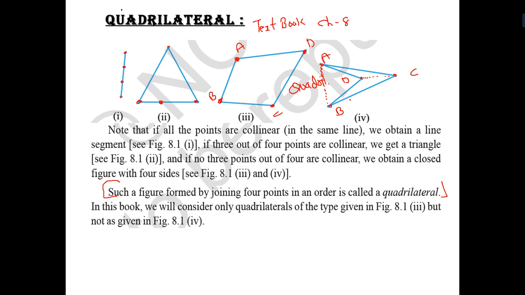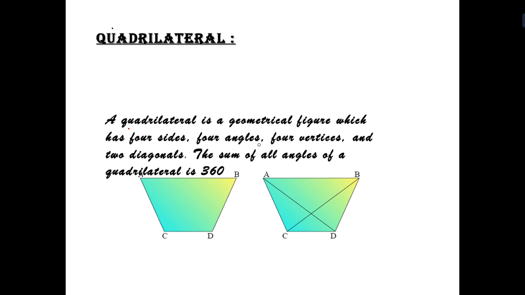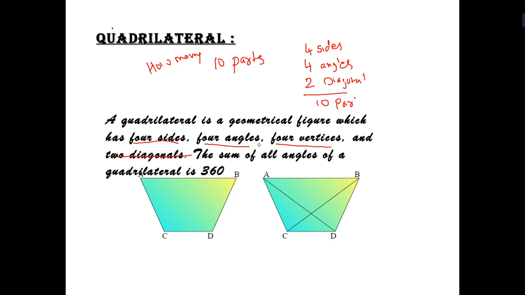Now we go to the definition of a quadrilateral. A quadrilateral is a geometrical figure which has 4 sides. You have to remember 4 sides, 4 angles, 4 vertices and 2 diagonals. So a quadrilateral has 10 parts. The question is, how many parts does a quadrilateral have? 4 sides, 4 angles, 4 vertices and 2 diagonals, so it has 10 parts.